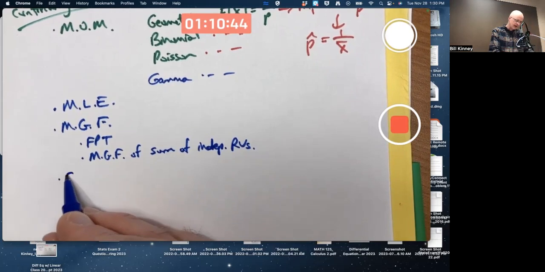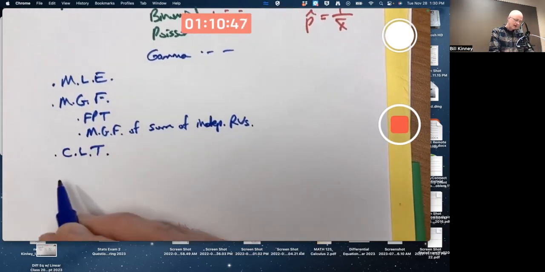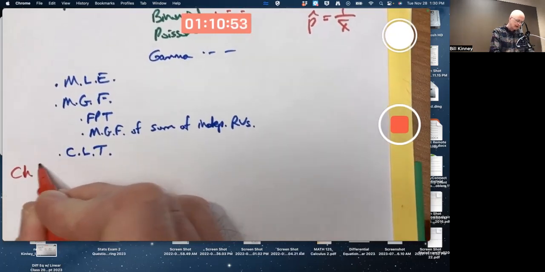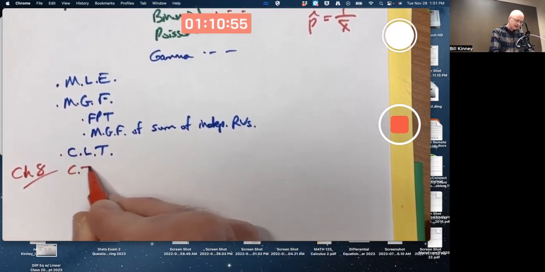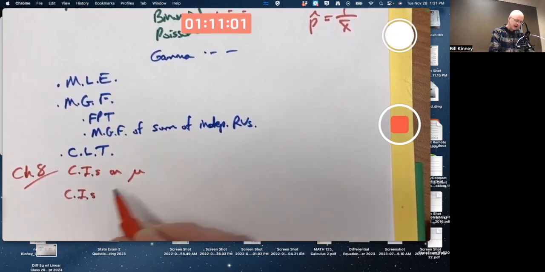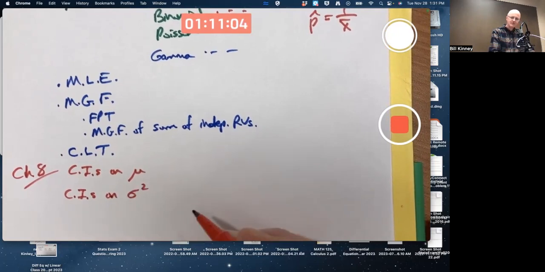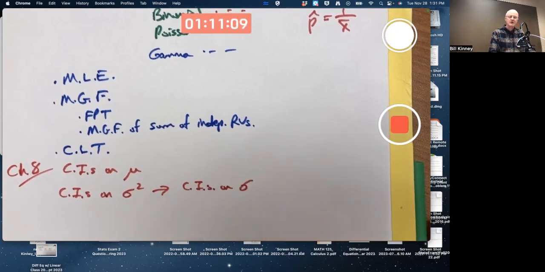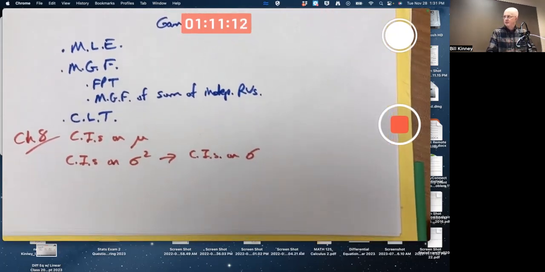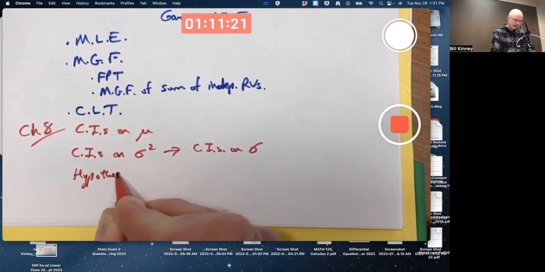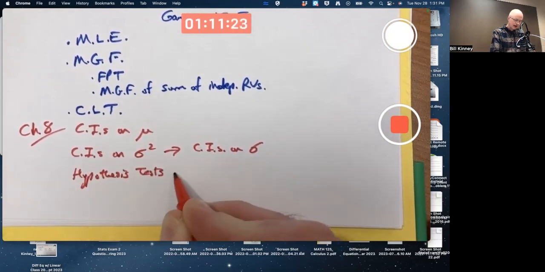Then we have the central limit theorem. Started talking about this, which continues in chapter 8. Confidence intervals on a mean. We also actually did confidence intervals on a population variance. And from that, by taking square roots, confidence intervals on population standard deviation, we had to use the chi-squared distribution. Remember that? And then hypothesis testing stuff on a mean.